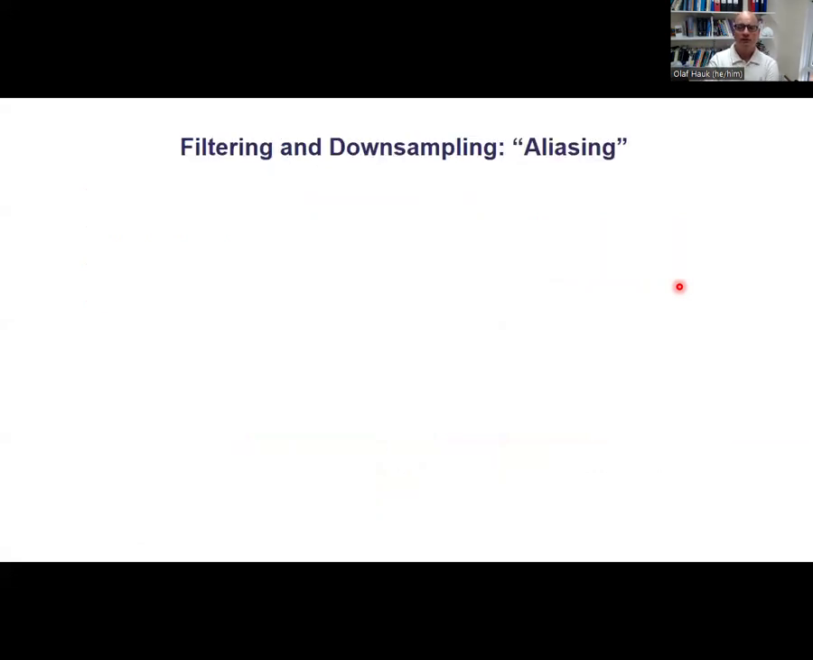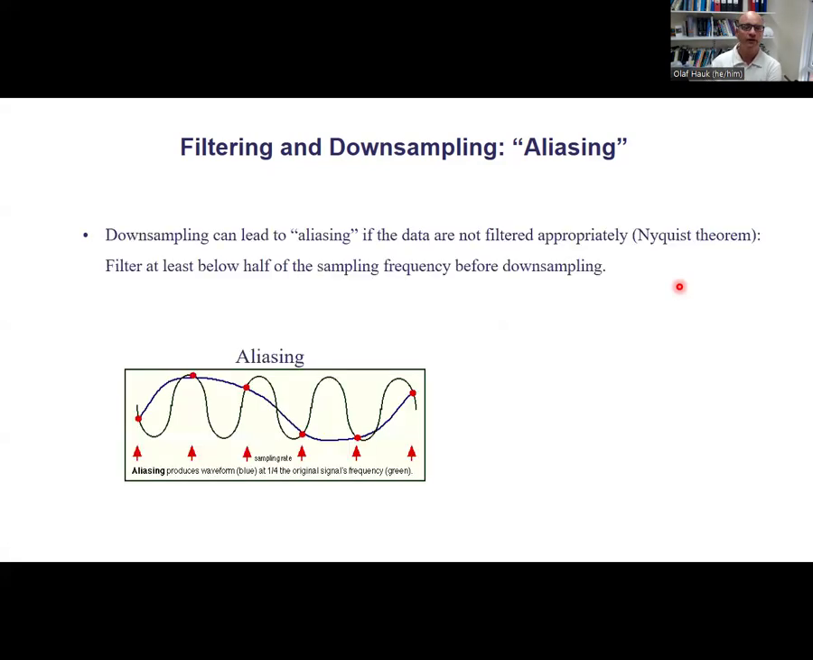Another thing to consider is the aliasing effect. This happens if you don't filter your data appropriately before you downsample them. Hopefully, most software packages will have pipelines that take that into account. There's something called the Nyquist theorem. That means that if you downsample your data, then you should have filtered your data with a low pass cutoff of at least half of the sampling frequency. So in other words, there shouldn't be any frequencies in the data above half of the sampling frequency.